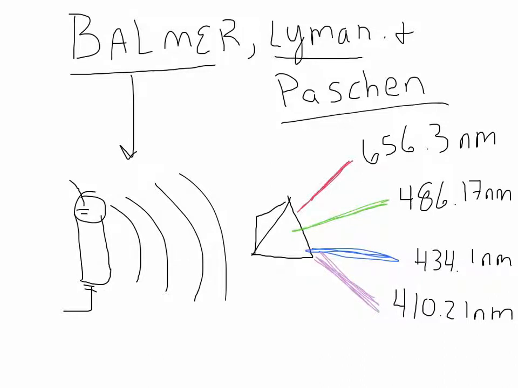So Balmer observed all these colors, and he took the time to measure the wavelength of each of these colors. So he's like, okay, this red light's coming out. It's actually 656.3 nanometers, green light 486.17, blue light 434.1, and violet light 410.2 nanometers.